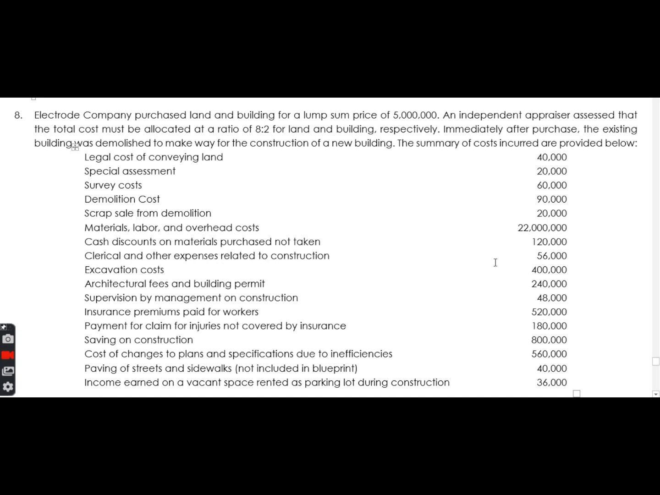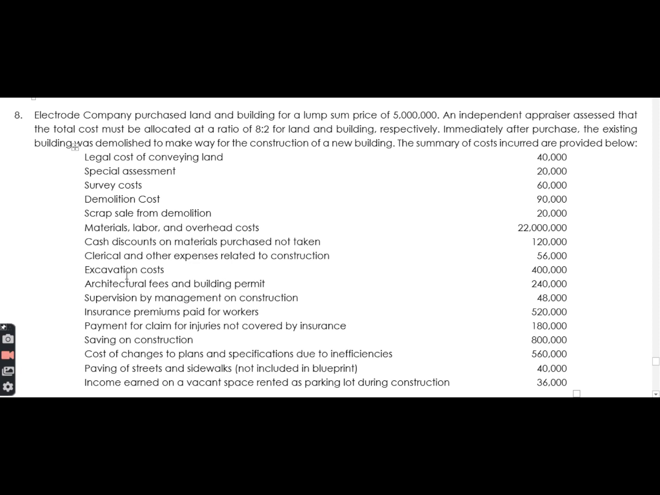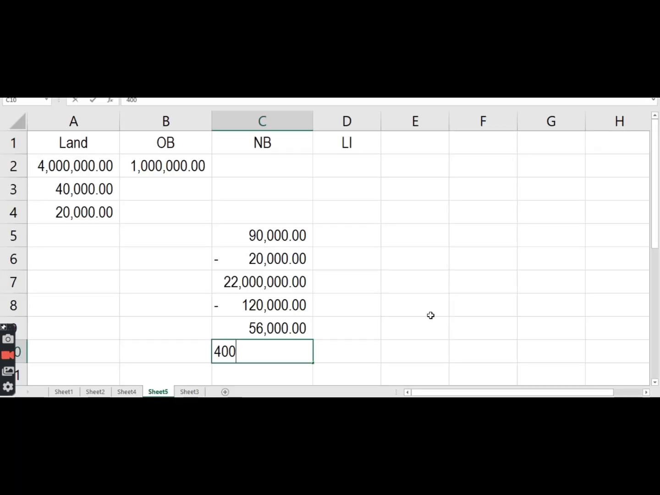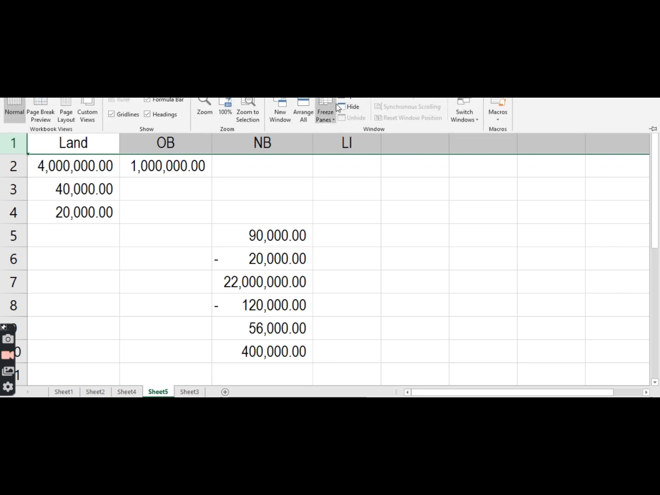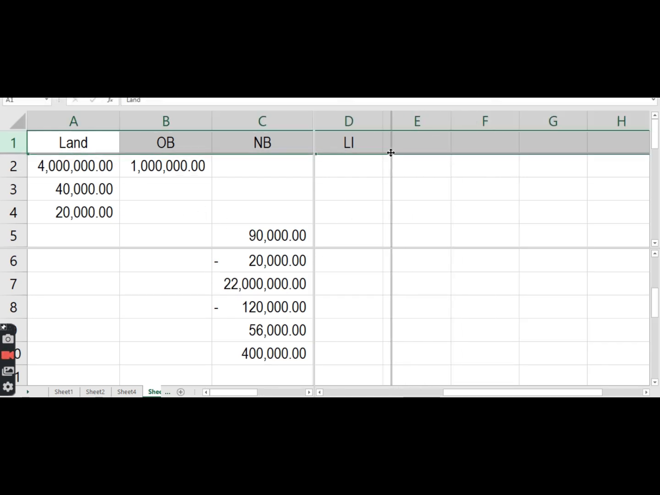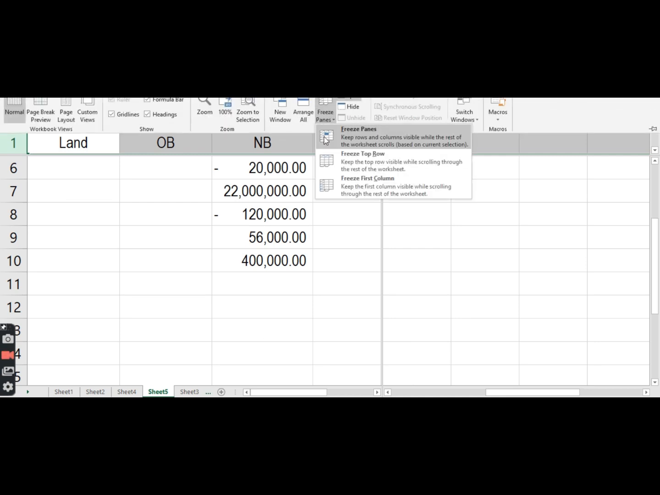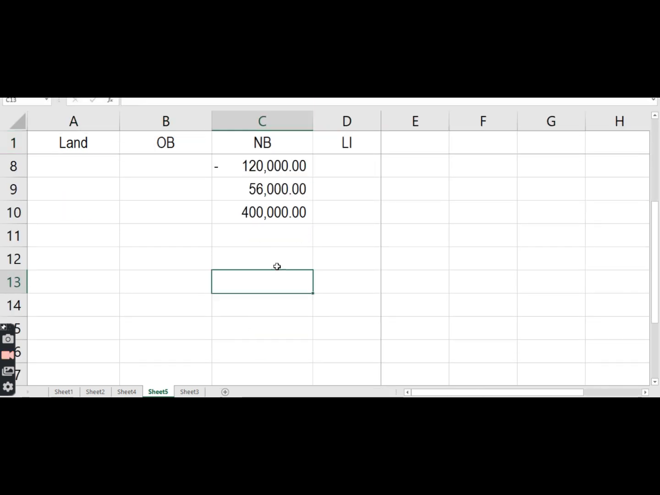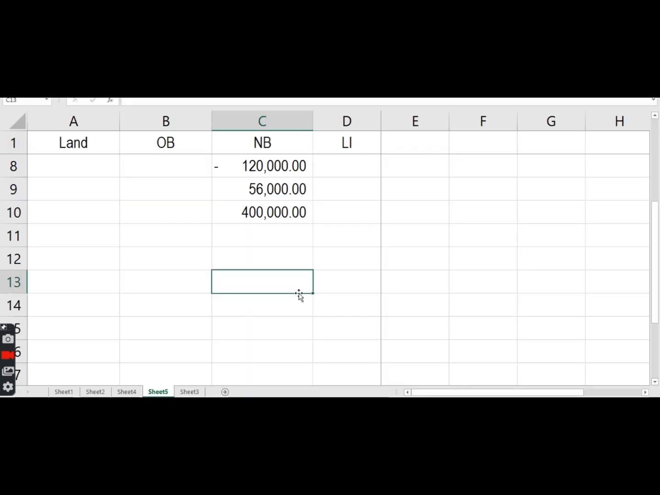Clerical and other expenses related to construction. So, pwede yan. Okay, kasi related yan sa construction. So, 56 dito. Excavation cost na 400, sa building din yan. Okay. Next, architectural fees and building permit na 240. So dito pa rin yan.